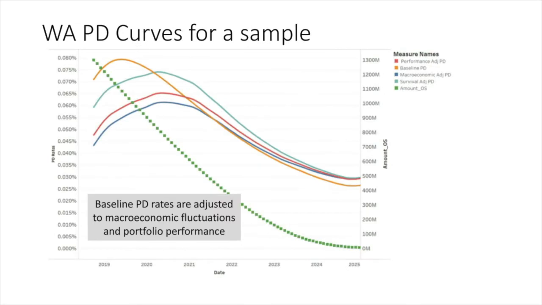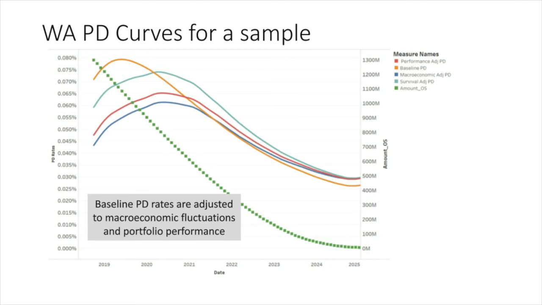So as shown in the next slide, we demonstrate in this slide an example of how the weighted average PDs can be calculated for a sample portfolio. The slide shows in dotted green lines the expected cash flows at a reporting time that are expected to flow out of the portfolio.